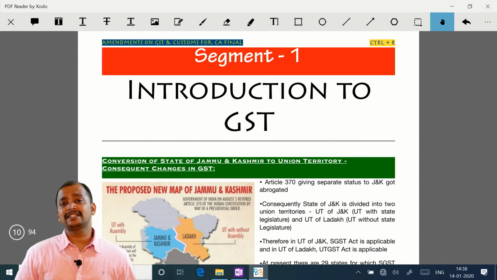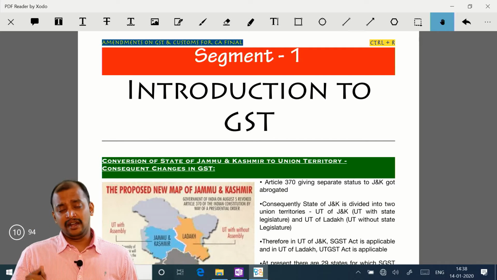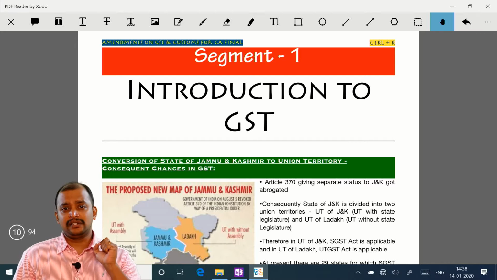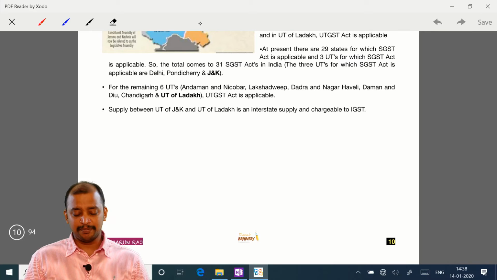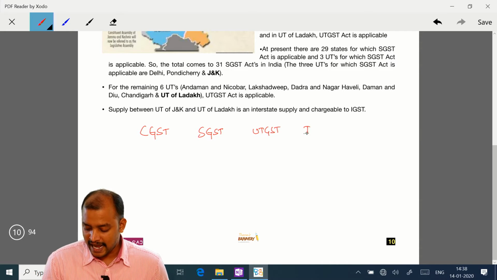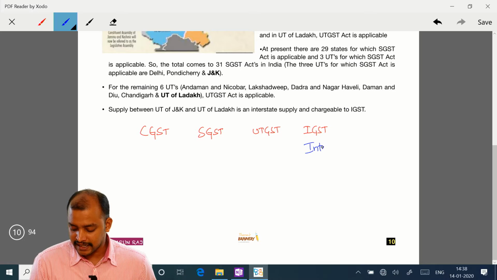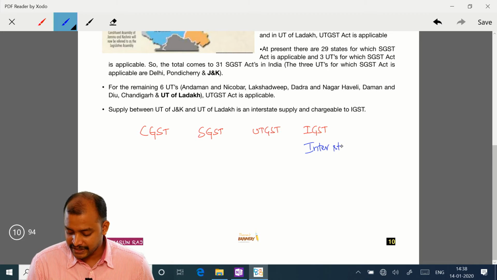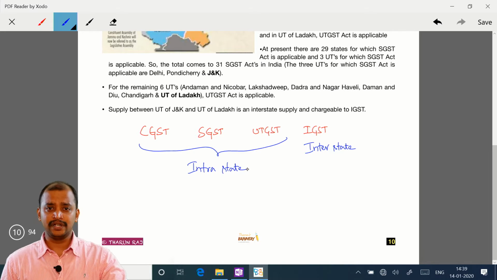Whereas a union territory without state legislature is a pure union territory, which is completely under the control of the central government. Now, if it is a union territory with state legislature, what tax is applicable? As you already know, we have multiple taxes: CGST, SGST, UTGST and IGST. When IGST is levied in case of interstate supplies, we have IGST. In case of intrastate supplies, we have CGST, SGST and UTGST.